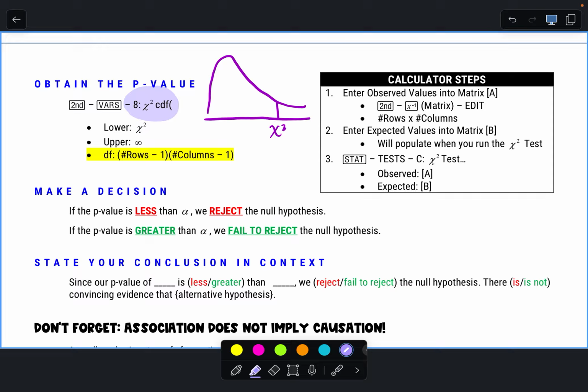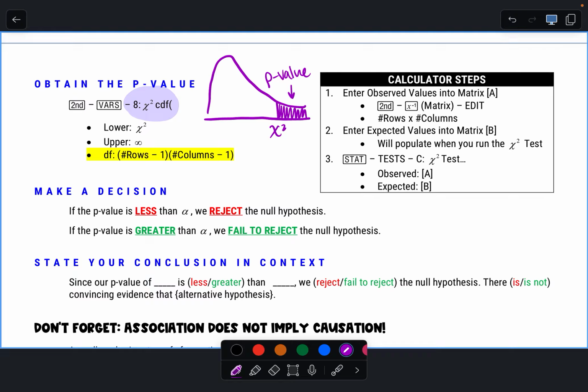But in the case of chi-squared, it is always skewed to the right, and you are always shading to the right, no matter what. Always, all the time, forever. Chi-squared is your lower bound, infinity is your upper bound, every single time. You get your p-value. We'll talk about degree of freedom within the question, because I am going to show where it comes from, but it is specific for homogeneity and independence, exactly the same.